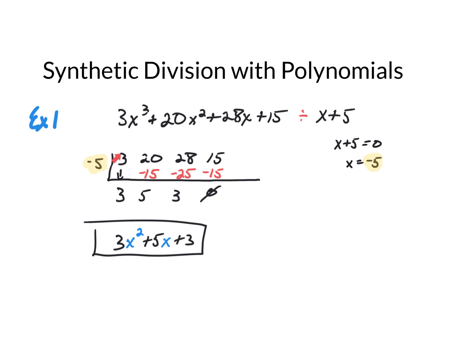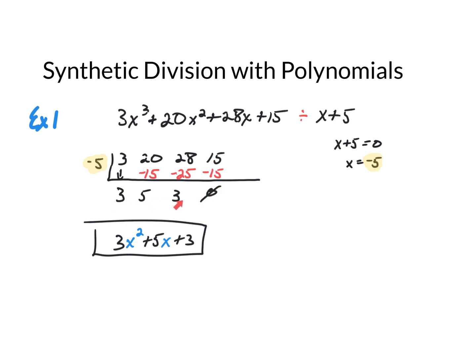Then the first thing you do, you take this coefficient of 3, the leading coefficient, and you bring that down as a 3. Then you multiply negative 5 times 3, which gives you negative 15. So you have a 20 and a negative 15, so that's 20 minus 15, which is 5. Now you multiply the negative 5 times 5, and that's negative 25. So you have 28 minus 25, which is 3. And then finally, you multiply this negative 5 times that 3, and you have negative 15. When you combine that with positive 15, you have a 0, so there's no remainder.